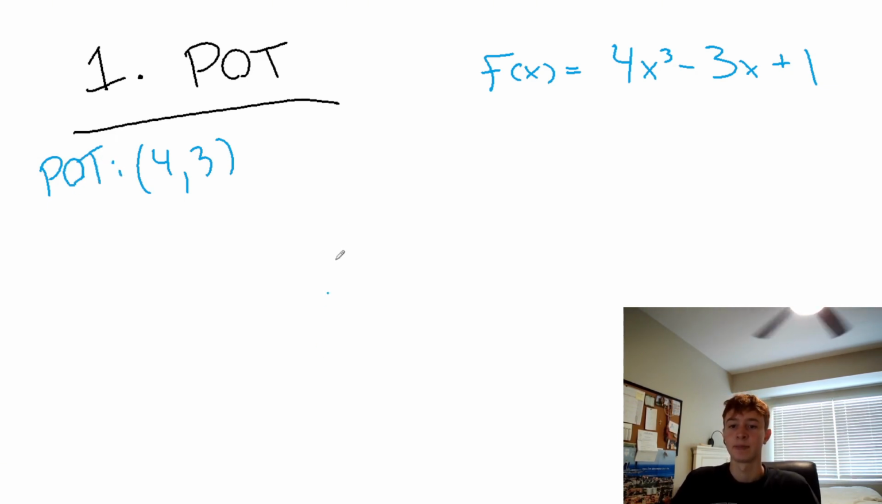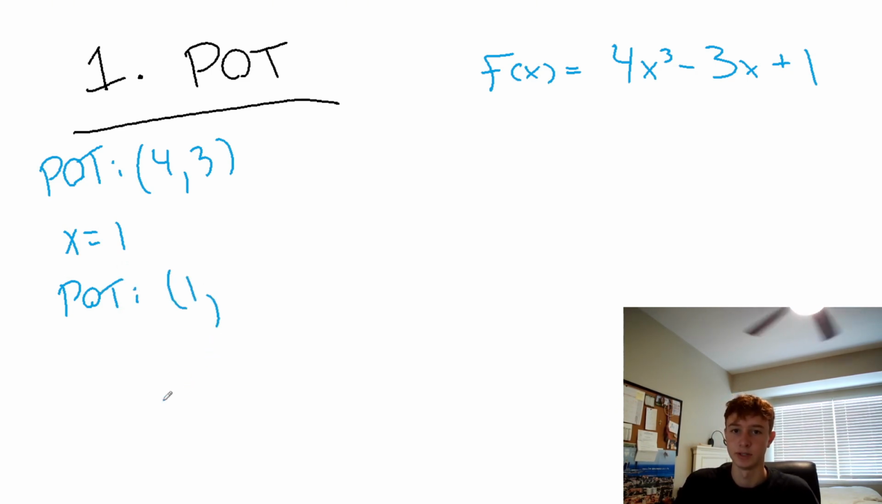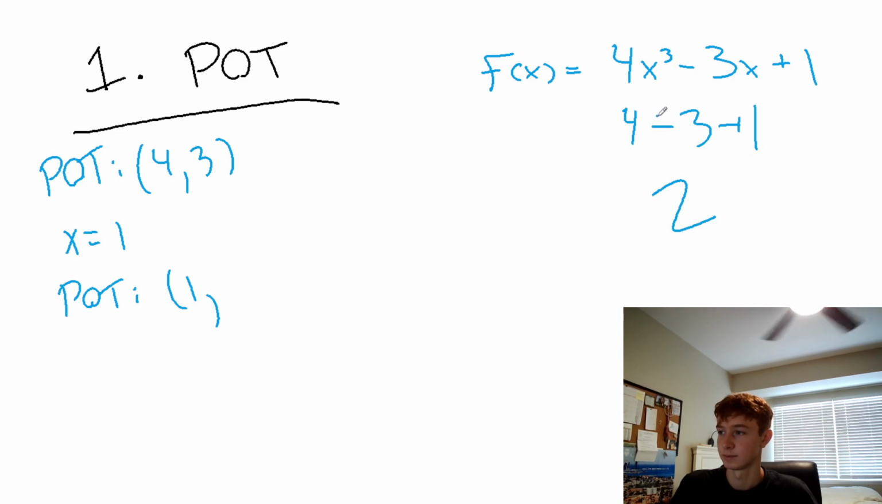Alternatively, it could say, find the equation of the line tangent to f of x at the point where x equals 1. Now we have the x value of our point of tangency, but we need to find our y value. To do that, we plug 1 into f of x. 1 cubed is 1 times 4 is just 4, minus 3 times 1, so it's 3, plus 1, so that's going to come out to 2. So our point of tangency would be 1, 2.